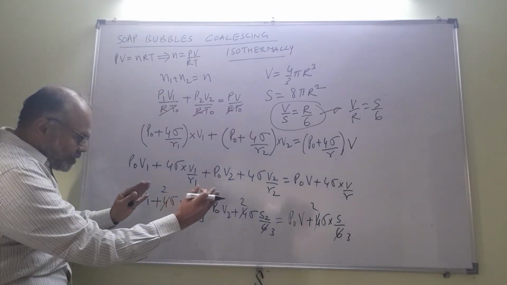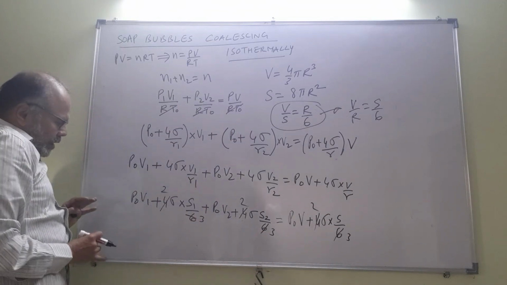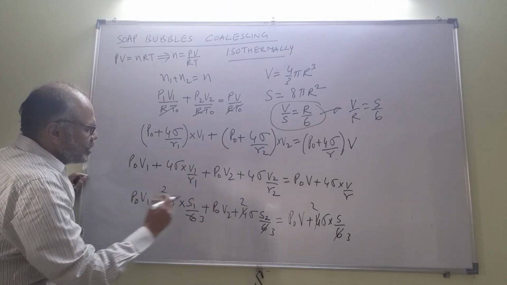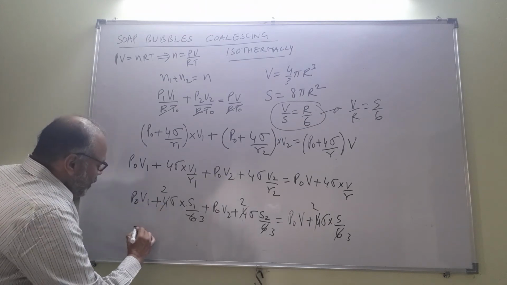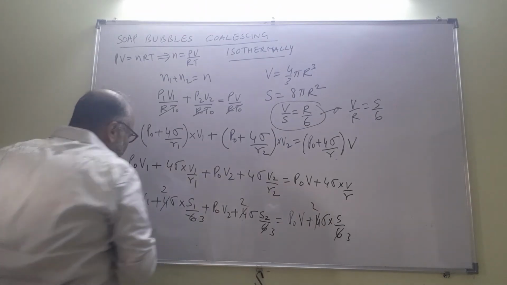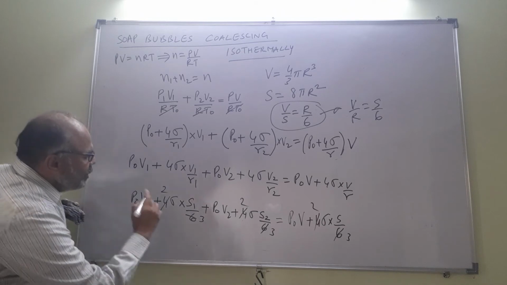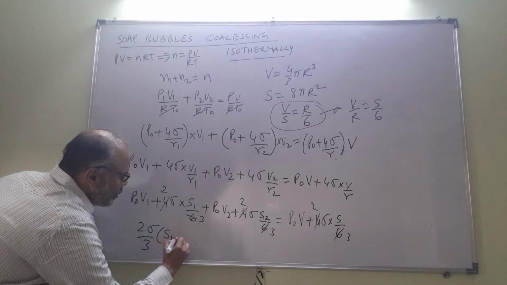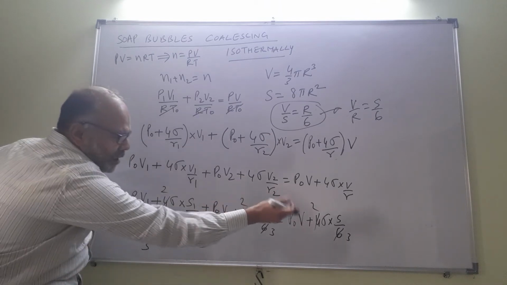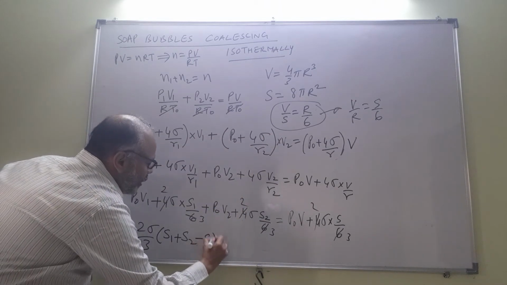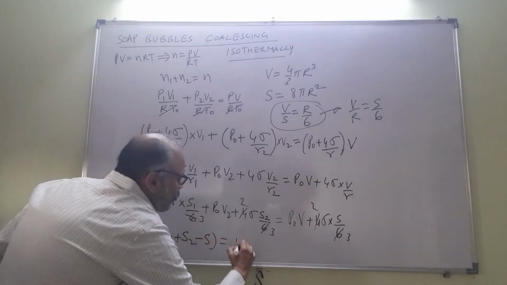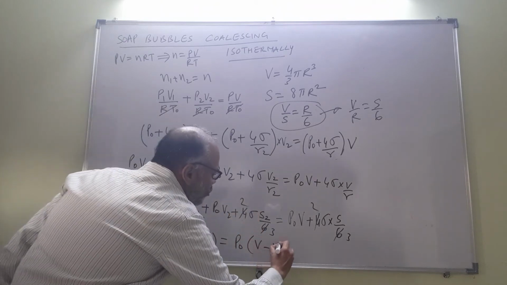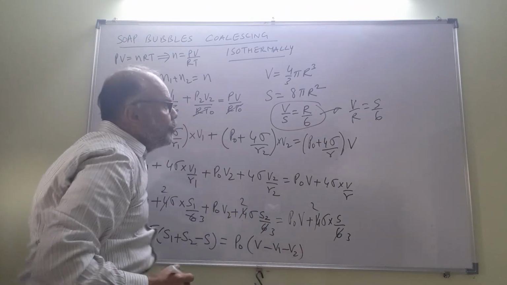I'll group all the surface area terms on one side and all the volume terms on the other side. So let me get all the surface area terms on this side. So I will have 2 sigma by 3, 2 sigma by 3, I have S1 here plus S2. Bring that S here, minus S. This is equal to P naught into V. Bring this V1 and V2 to this side, minus V1 minus V2.